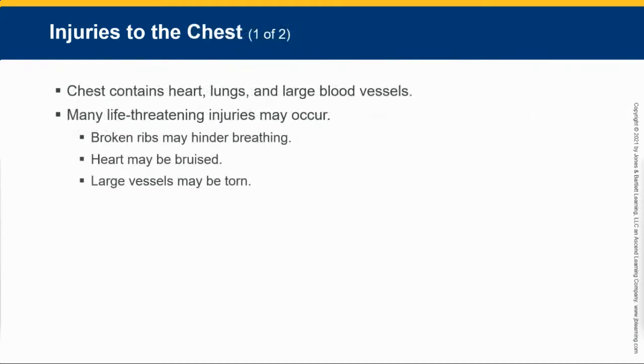Injuries to the chest can include injuries to the heart, lungs, and the great vessels, your superior and inferior vena cava, and your aorta. Broken ribs can make breathing difficult. The heart could actually be bruised, and by doing that, you can cause an irregular heartbeat. Large vessels from the heart can actually be torn and cause massive bleeding inside that is unseen. So we've got to make sure that we're always alert for changes in our vitals.